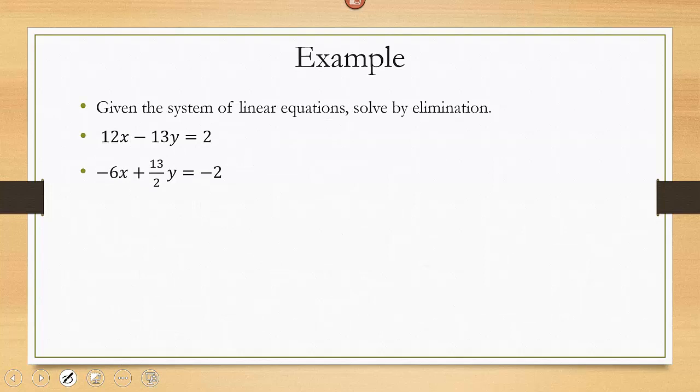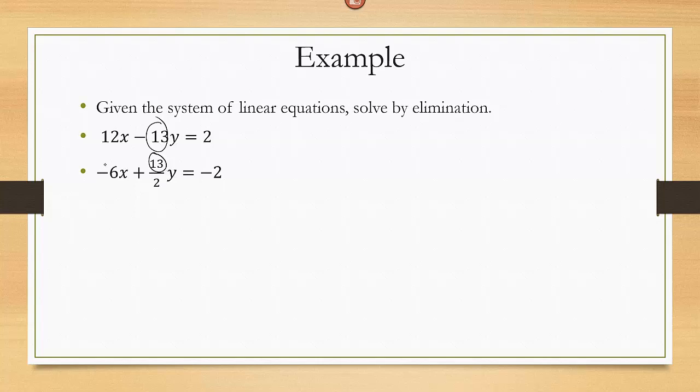Given the system of linear equations solved by elimination. Okay, this is tricky. We have a fraction, but don't worry. We want to, again, have either the y's cancel or the x's cancel. So let's see. We already have a negative and a positive, and a positive. So we just need to multiply one of these by something to have the others cancel. So we have 13 divided by 2. We have a 13 here and a 13 here. So pretty much 13 divided by 2. If we multiply this 13 over 2 by 2, the 2's cancel, and we're left with 13 and 13. So 13 minus 13 is 0, right?